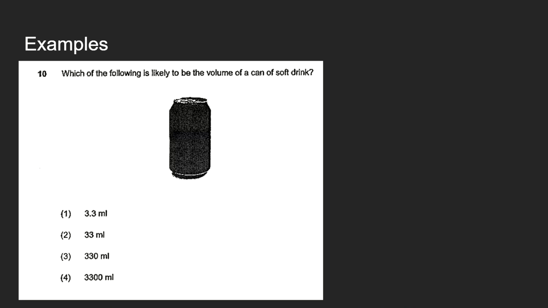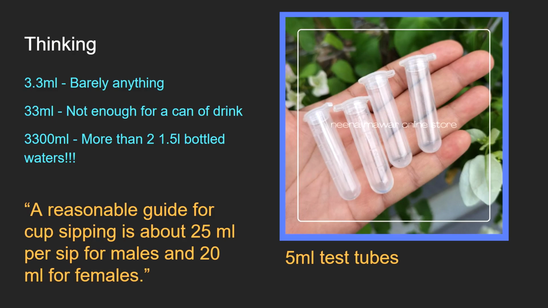Alright, so now that we have this knowledge that we can use, we can now solve some of these examples. The first example is, what is the likely volume of a can of soft drink? Before that, actually, if you do not have prerequisite knowledge, you can also go and see the options and analyze and think. The different options are 3.3, 333, 330, and 3,300.